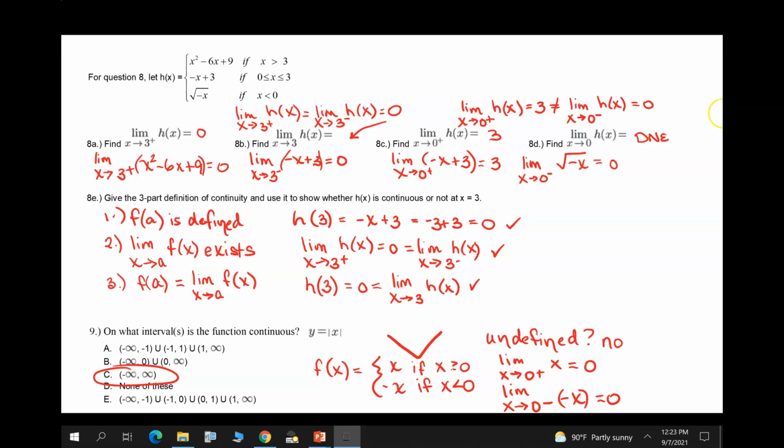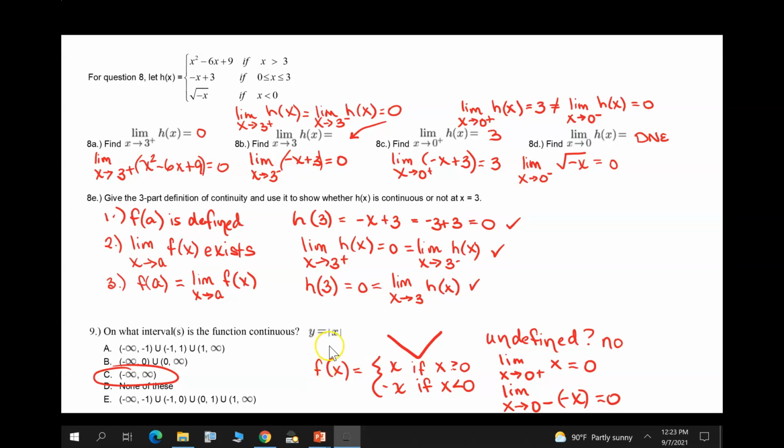All right, for number 9, they asked me on what intervals is the function continuous. So we've got y is equal to the absolute value of x. To remember that, we are looking for 3 things. We're looking for 0 in the denominator, negative under a square root or 4th root, even indexed radical, or anywhere the pieces of a piecewise come together.